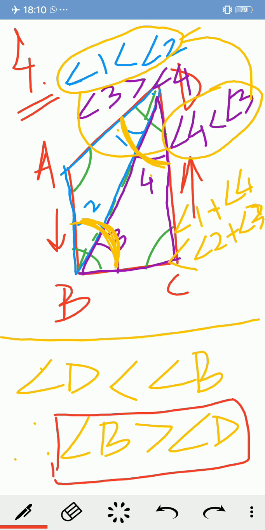Similarly, you can prove angle A is greater than angle C. How? By joining this diagonal. Once you join this diagonal, do the similar thing and you'll get angle A is greater than angle C. Hope this makes sense. Now let's have the next question. Let's have question number 5.